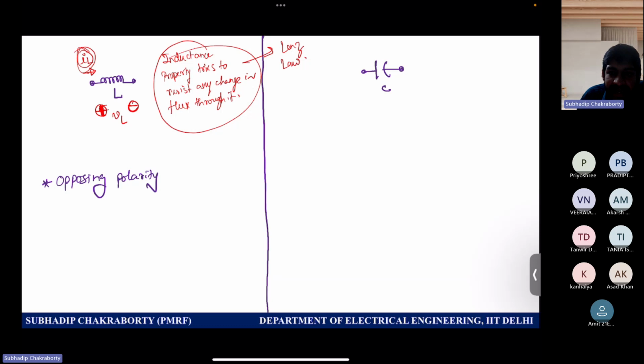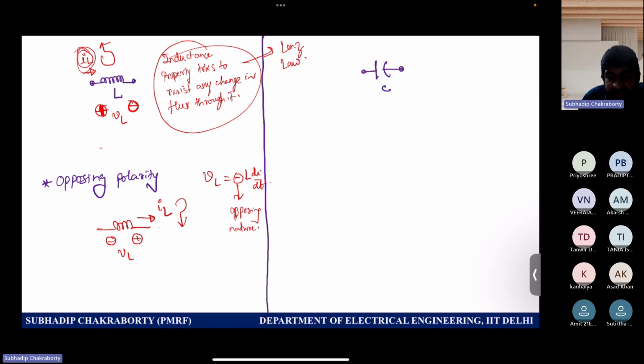But when current is trying to fall, that is, when current IL is in the same direction but it is falling, so it was rising first and now it is falling in strength, then the polarity will aid the flow of current. Because the formula across the inductor is actually minus L di/dt. But we never use this minus sign in electrical engineering. This minus sign denotes opposing nature.